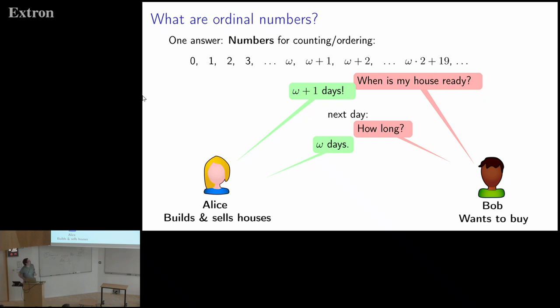So saying omega doesn't actually mean that it takes infinitely long. It just means, I will tell you tomorrow how long it takes. In the same way, omega plus 1 says, I don't know yet, but I will tell you in 2 days how long it takes. Okay, so this is my favorite explanation for the person on the street of what the difference between omega and omega plus 1 is.